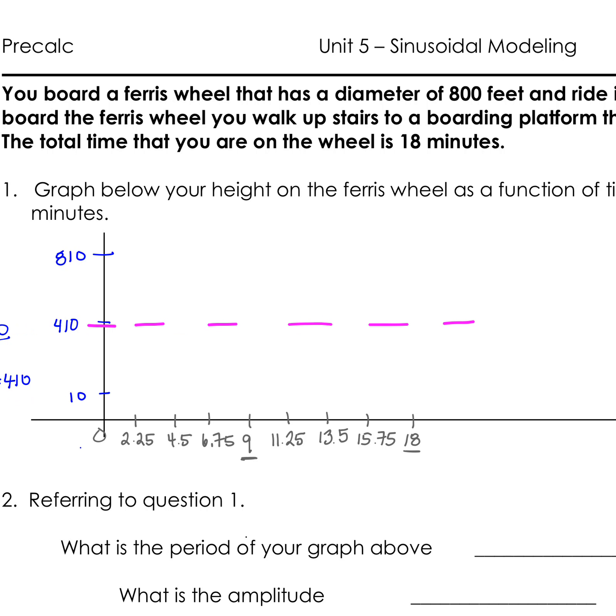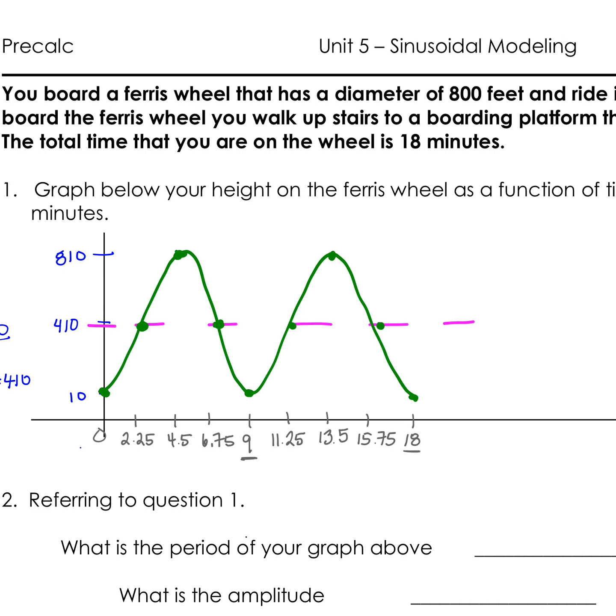When we are at 0 minutes, we're going to be at 10. And then we're just going to go up. At 2.25 minutes, we're going to be at 410. Then we go up, back to our midline, and at 9, we should be back at the bottom, which is where we started. And then we go again, because we're riding this twice. And then we just connect. So that's how our graph looks when we ride our Ferris wheel.